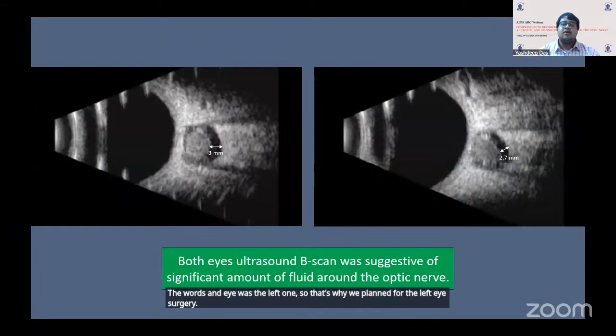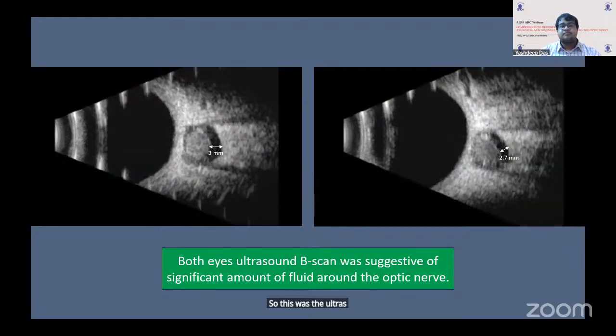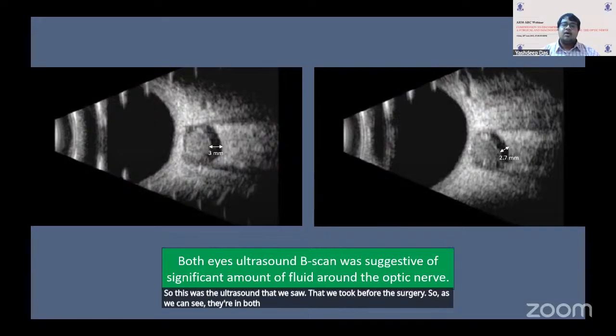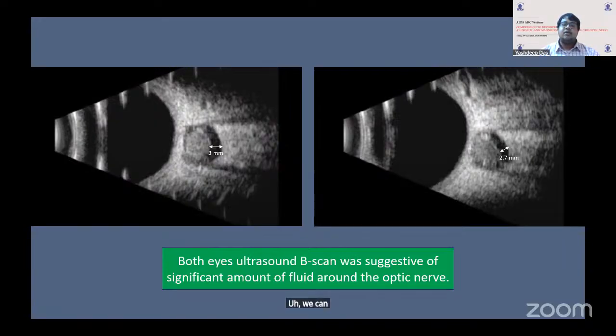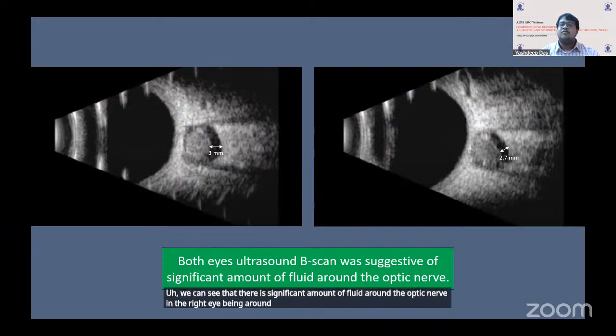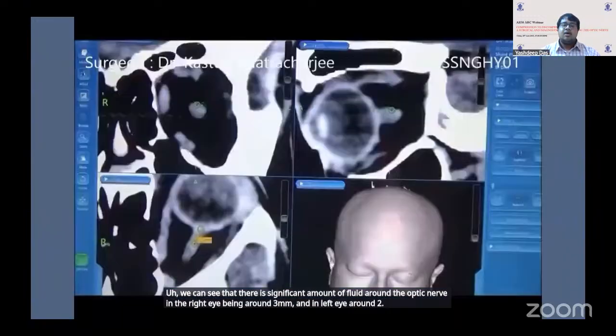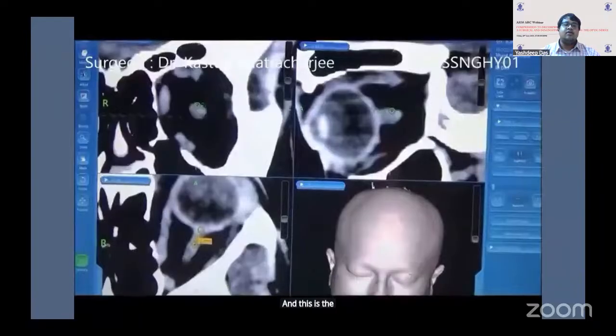So this was the ultrasound that we took before the surgery. As we can see in both the ultrasounds, there is a significant amount of fluid around the optic nerve, being around 3 mm in the right eye and around 2.7 mm in the left eye. And this is the surgical video of the same.